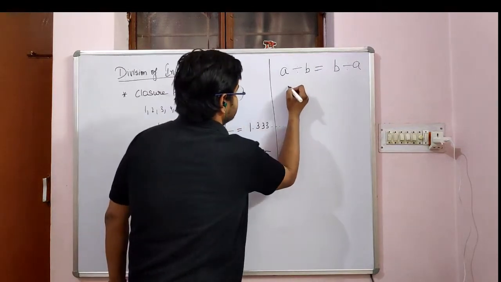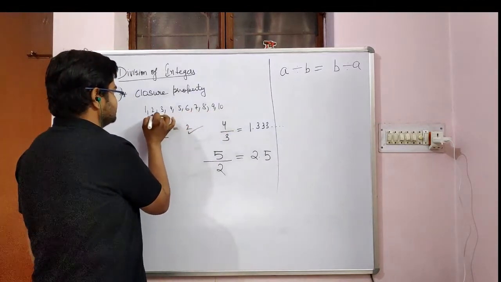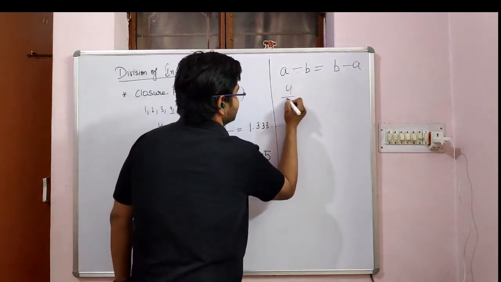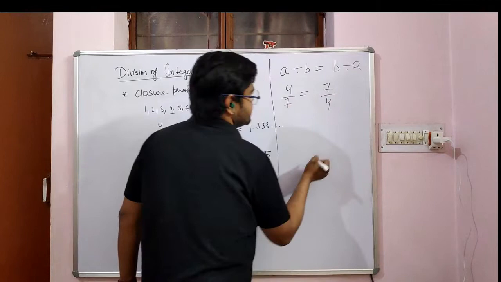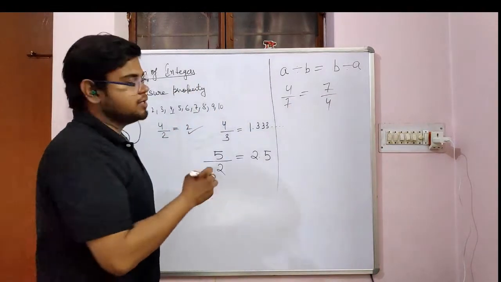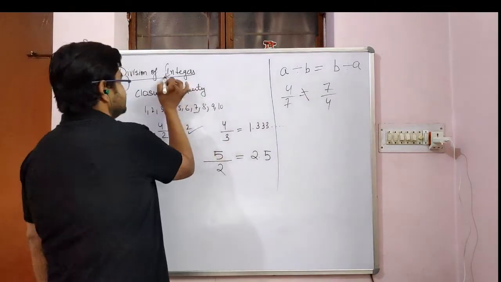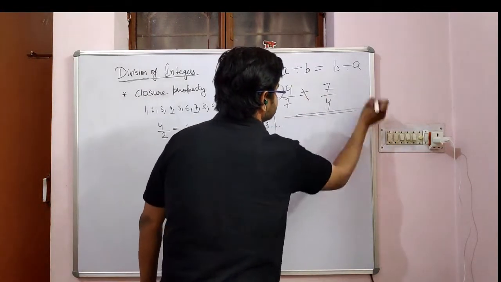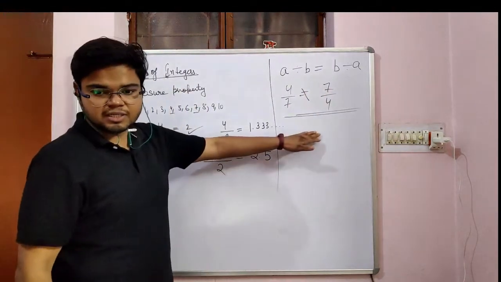Suppose we select two numbers, 4 and 7. Is 4 divided by 7 equal to 7 divided by 4? Is it going to be equal? No. So integers under division are not commutative. Integers are not closure. They are not commutative.